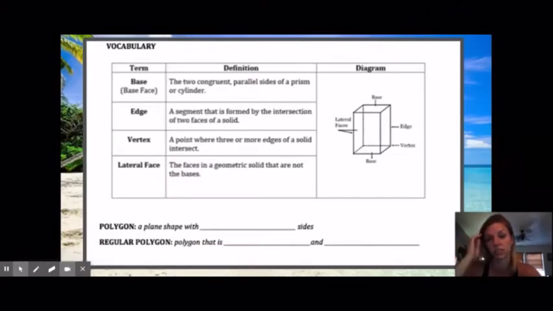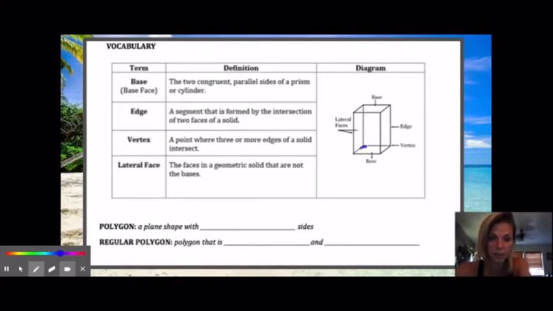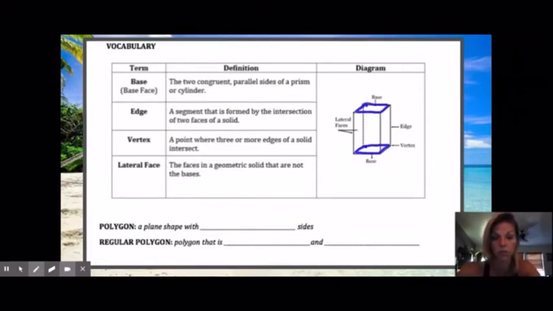So let's look here, some vocab. First off, when you have a 3-dimensional image, when I say these words, you have to know what they mean. So the base is like the top and bottom. Okay, so that's a base and that's a base there. They are typically congruent to each other. If you have a prism or a cylinder, we'll learn those words in a minute, they'll be congruent and parallel to each other. So same size and parallel.